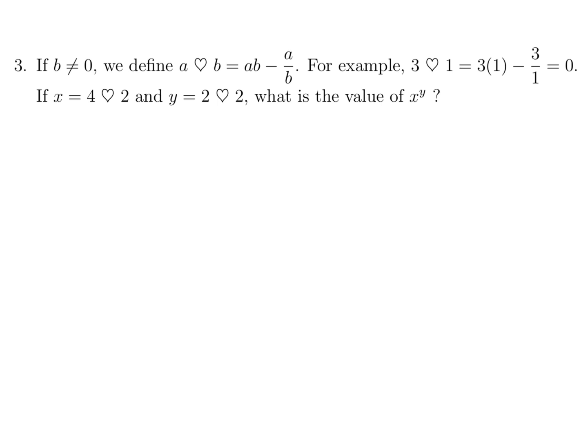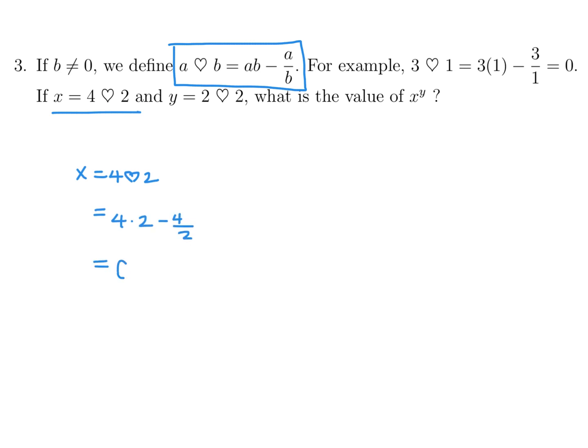If b is not equal to 0, we define a heart b as ab minus a over b. For example, 3 heart 1 is 3 times 1 minus 3 over 1, which is 0. x is 4 heart 2 and y is 2 heart 2. What is the value of x to the power of y? So I guess we just use this definition right here, and here we go. So x is 4 heart 2. So that is going to be, according to that definition, 4 times 2 minus 4 over 2, and that looks like 6.